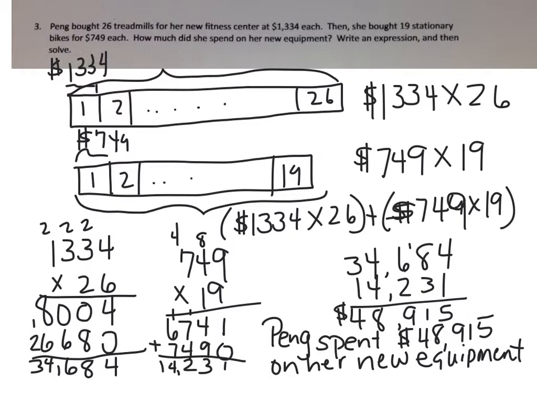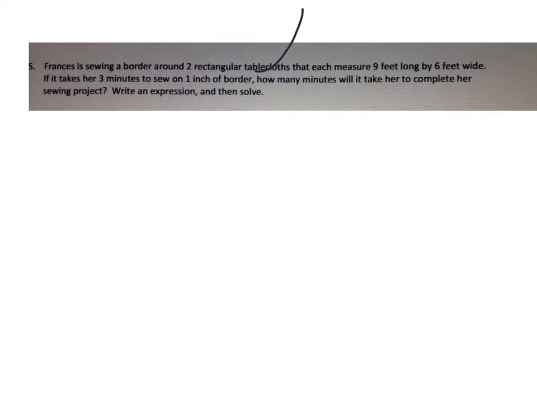All right. Now let's take a look at number 5. Frances is sewing a border around two rectangular tablecloths. They each measure 9 feet long and 6 feet wide. If it takes her 3 minutes to sew a 1-inch border, how many minutes will it take her to complete her sewing project? Write an expression and then solve.